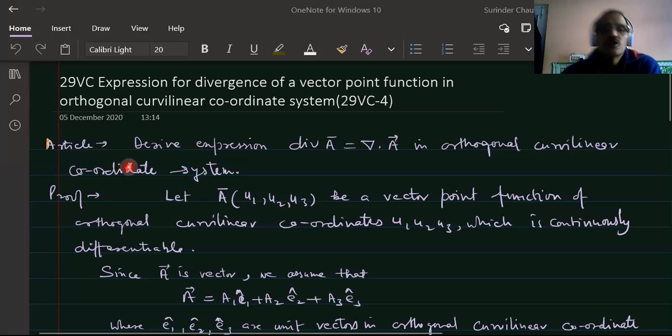Hello students, in the previous lecture we had derived an expression for the gradient of a scalar point function. Now in this lecture we'll derive an expression for the divergence of a vector point function in an orthogonal curvilinear coordinate system.